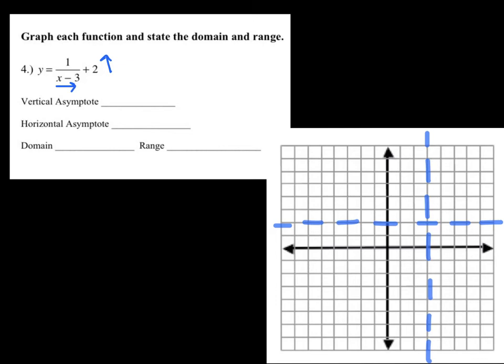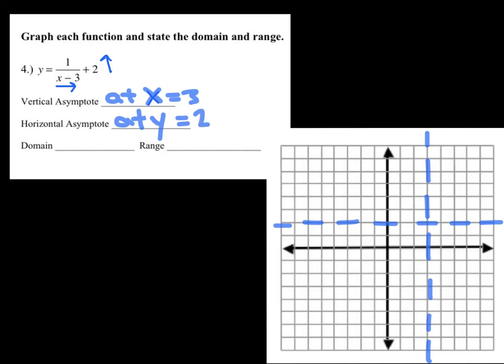So, vertical asymptote will be at 3. Horizontal will be at 2. And I did it again, got my X's and Y's mixed up. Vertical goes through your X. And horizontal goes through your Y. Okay.